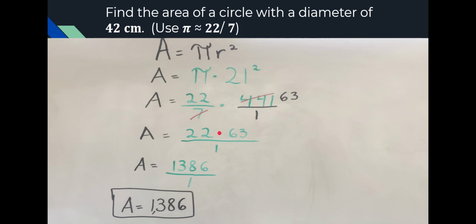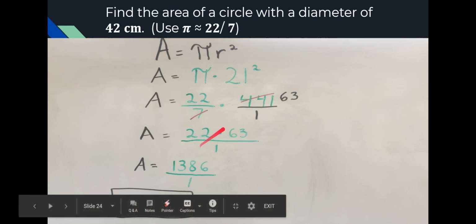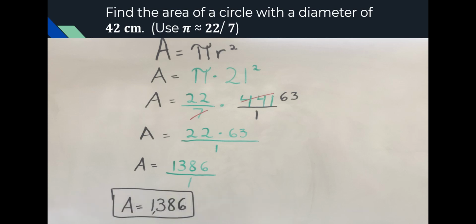Now, our numerator consists of 22 times 63. Our denominator still has our 1. 22 times 63 equals 1,386. Divide that by 1, and we are left with our final answer, which is 1,386. Now remember, please copy this down. Any questions, place a question mark around it, and I will answer your questions at a later time.